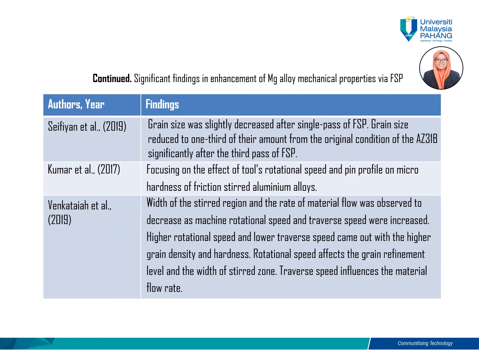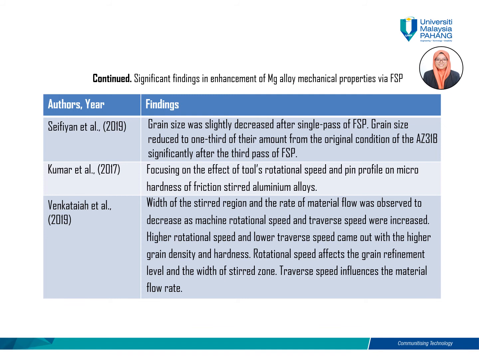Sevian et al. stated that the grain size was slightly decreased after a single pass of FSP. Grain size was reduced to one third of the original condition of the AZ31B, significantly, after the third pass of FSP. Besides, Kumar and team focused on the effect of tools, rotational speed, and pin profile on micro-hardness of friction-stirred aluminium alloys.